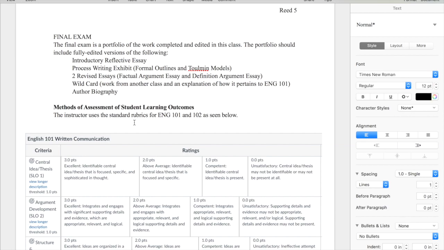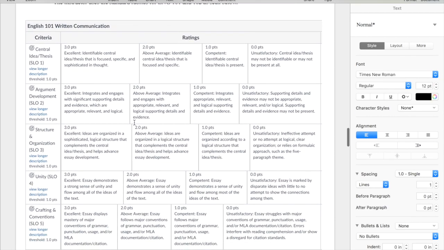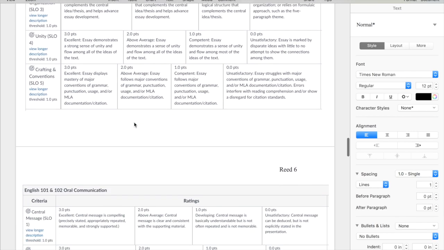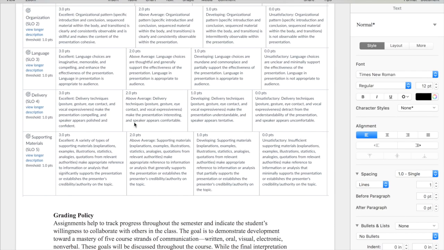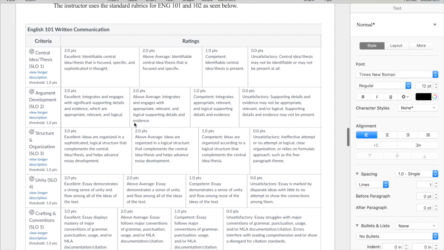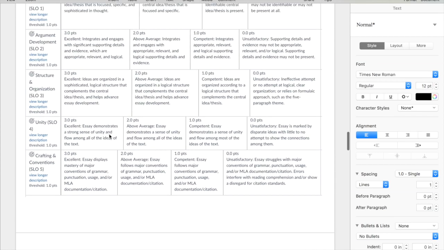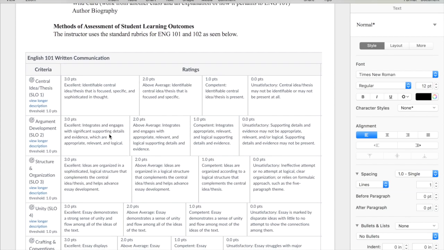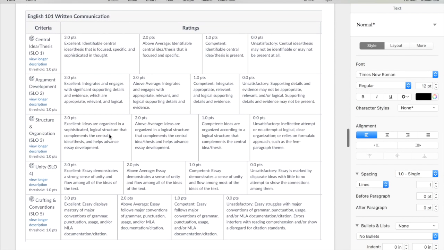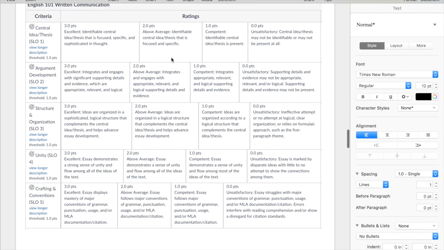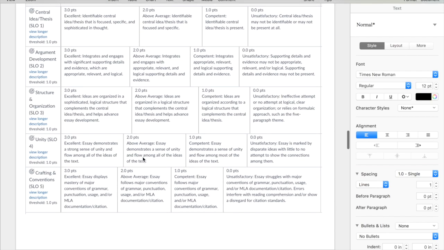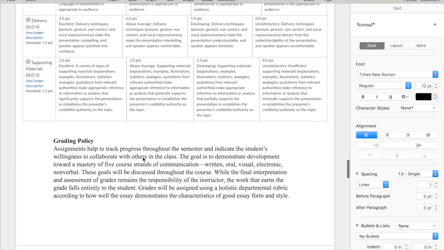In the foundational English classes at our university, we use these 2 rubrics, one for written communication and another for oral communication. This is called a holistic rubric. It is not point for point. It doesn't have 100 points available on there. However, it gives a general excellent, above average, competent, or unsatisfactory rating for each of these 5 categories. And these are the things that I will use to grade your essays and your oral presentations.